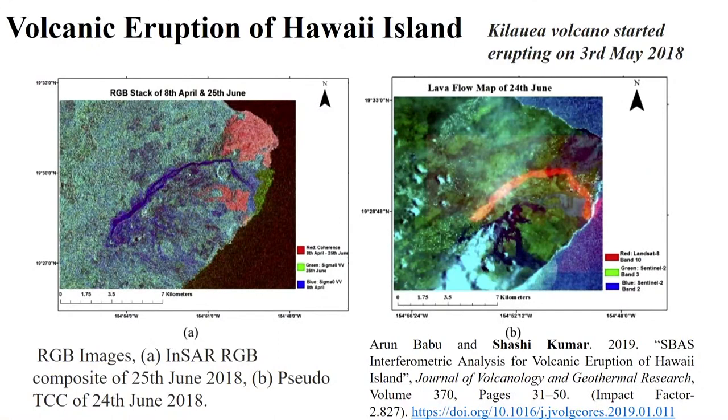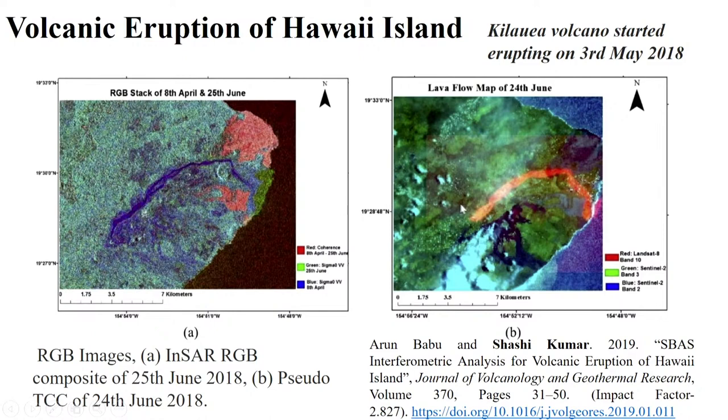Now this is another example in which we are going to see two different kinds of sensors which have been used here to detect the lava flow of the volcanic eruption of Hawaii Island. Kilauea Mountain of Hawaii Island had started erupting on 3rd May 2018. Now the left side image is a false color image, which is generated with the help of the SAR data set. Here you can see that the lava flow was easily detected in the SAR data set. The lava flow direction is easily detected.